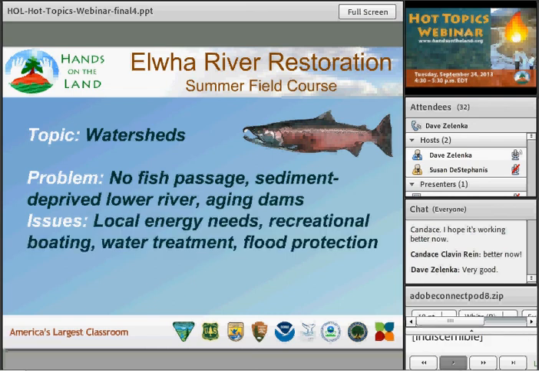Issues. Again, multiple issues. There was what to do with the local energy needs when the dams were removed. How about boating? People loved fishing and boating in the lakes. There was a water treatment issue because the Port Angeles water for both the public and industry comes from the Elwha, and the issue of flood protection because the dams provide that.